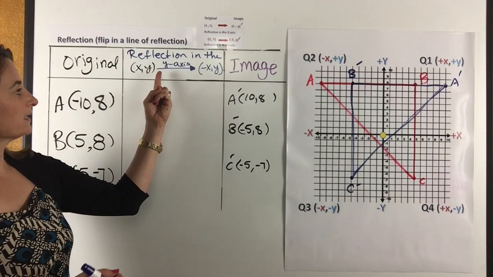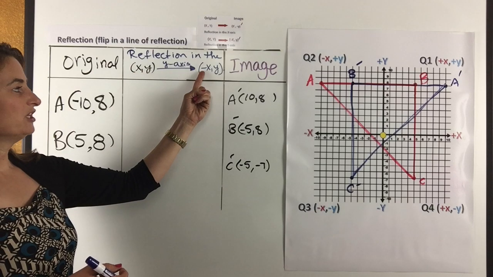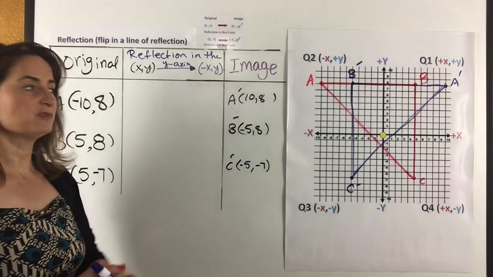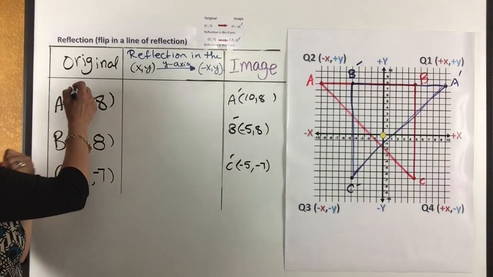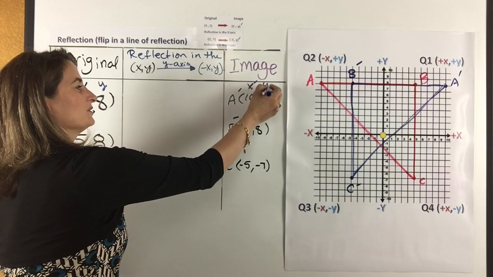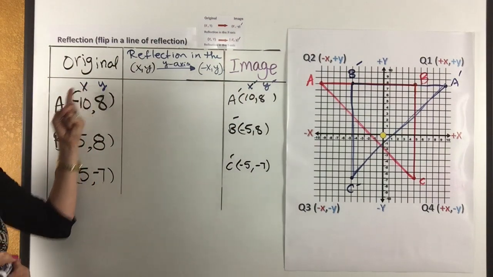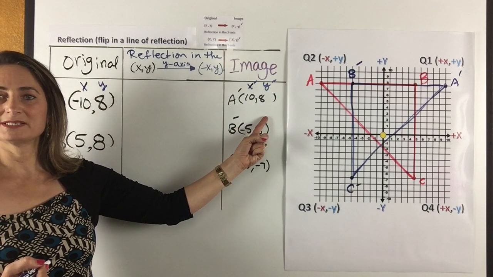Reflection in the y-axis, the original x and y, x will change its sign and y will stay the same. So if you reflect over the y-axis, the y stays the same. So think about all these are the x's and these are the y's. Those are the x prime and those are the y prime. So x was negative, became positive, and the y kept its sign.